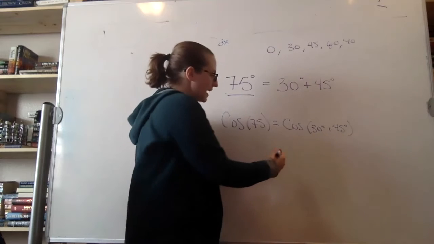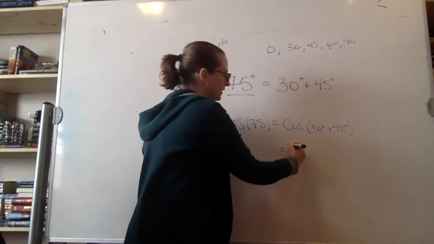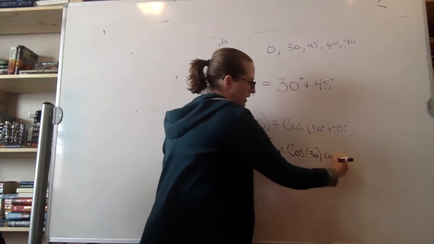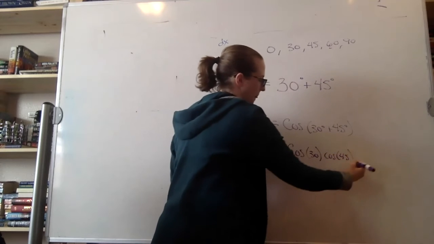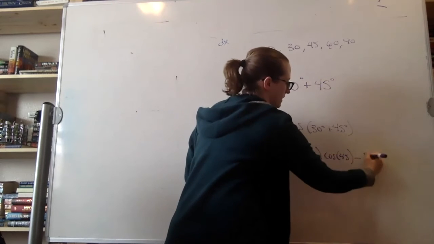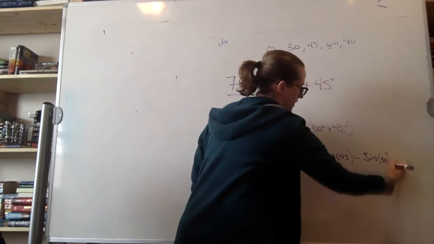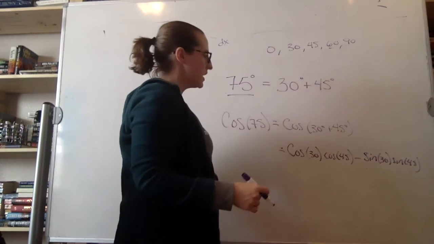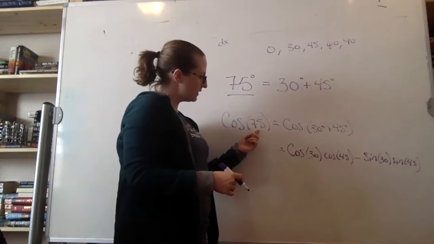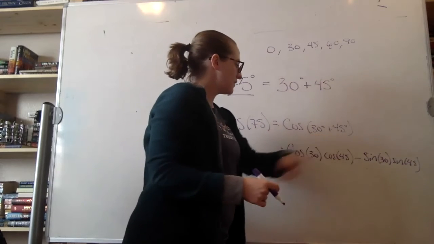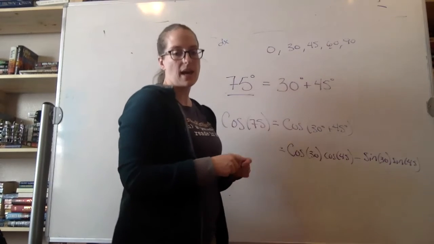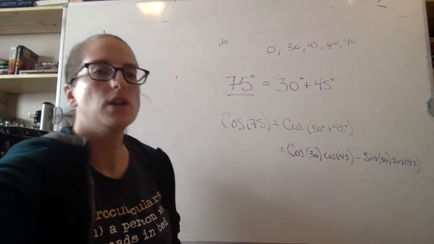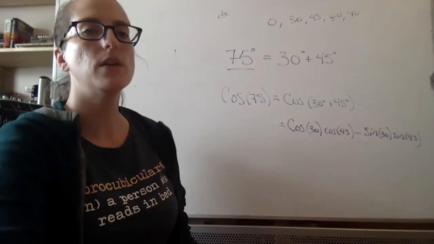So we're going to use that identity to rewrite this as cosine of 30 times cosine of 45 minus sine of 30 times sine of 45. So we're just using our identity to rewrite 75 in terms of 30s and 45s. And what's the advantage to that? Well, the advantage is we should know what each of these are. If you need it, you may want to pull up a unit circle.